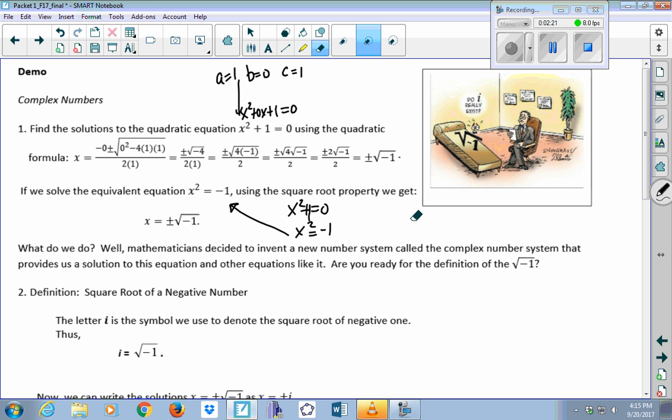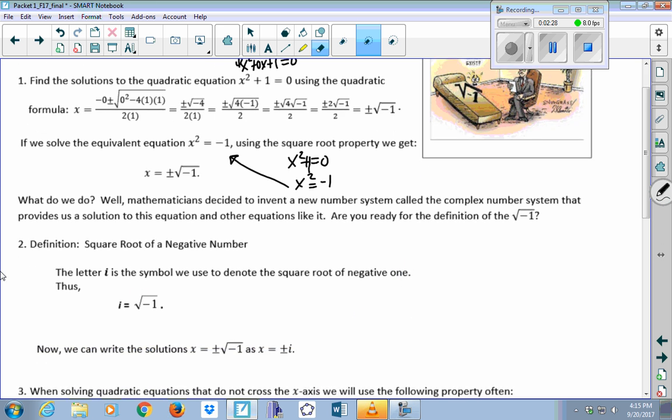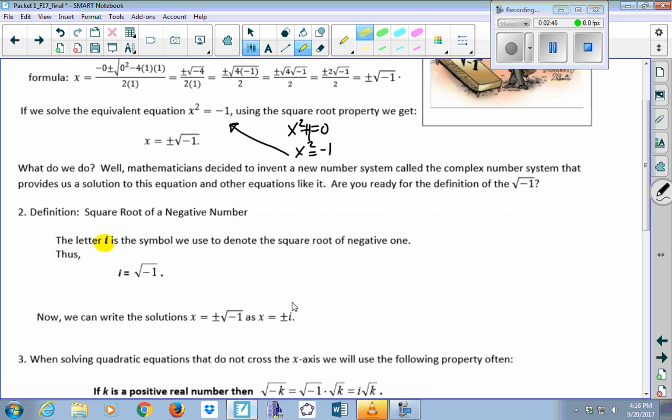Are you ready for the definition of the square root of -1? Here is our definition. Again, this is a definition. It's not something that you're going to feel intuitively. The definition is the square root of a negative number. The letter i is the symbol we use to denote the square root of -1. So i equals the square root of -1.